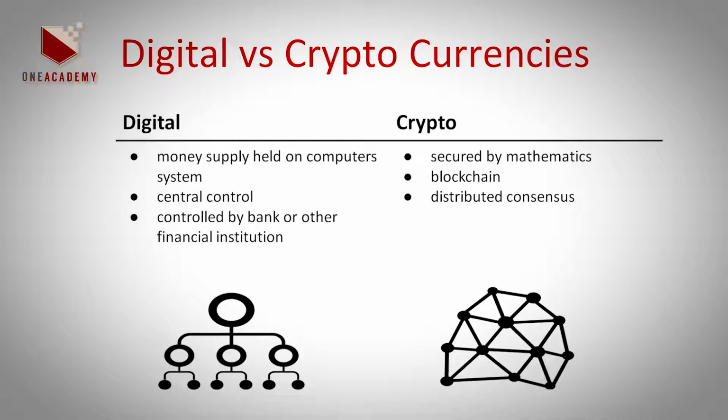There is an important remark to be made here. There is a distinct difference between electronic money and cryptocurrency. Typically, with electronic money, the money supply held on computer systems is under central control, for example a bank or state financial institution. Whereas in cryptocurrency, the security is kept by a mathematical algorithm, and the main principle is distributed consensus, where everyone knows who owns what. So this is a big difference. In the coming lectures on the next levels, we are going to have time for a special discussion on cryptocurrency.